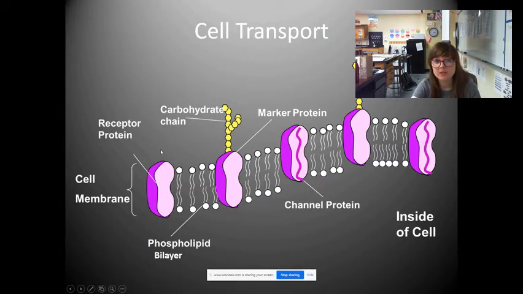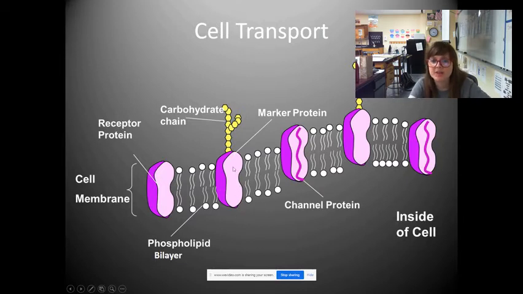That's another really important thing for you to know, is that we have three main types of proteins embedded in the cell membrane. I'm just going to start over here on the left. We have the receptor proteins. The job of receptor proteins is to send and receive messages. You can think about them as like antennas, or even like your cell phone.